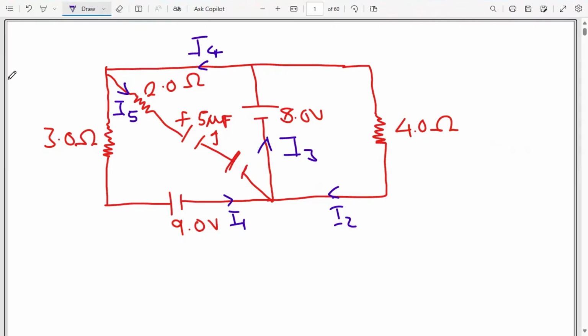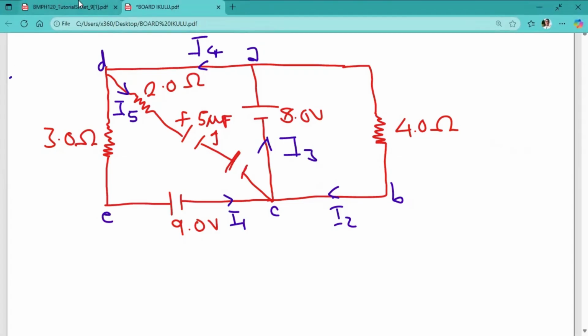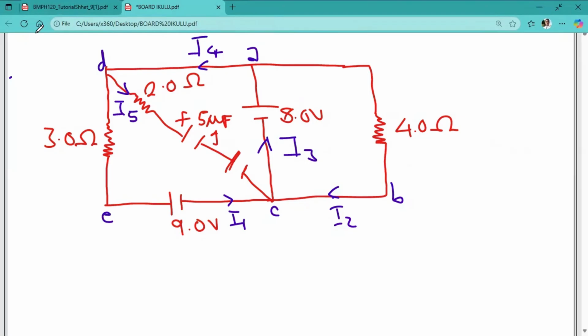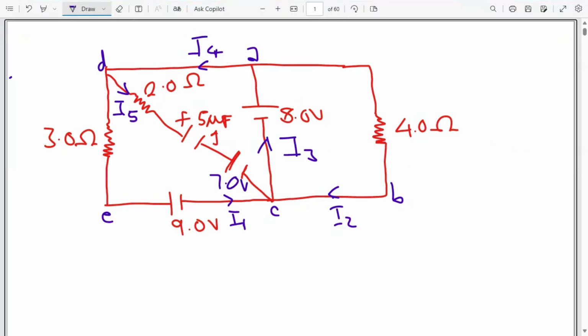Then I have my junctions A, B, C, D, and E there. I guess that is all we have on the diagram. Let's just check it again. Okay, current 4, A, B, C, current 2. I've forgotten the magnitude of this particular battery voltage. This is 7.0 volts. And I guess that is all we have in this particular diagram.